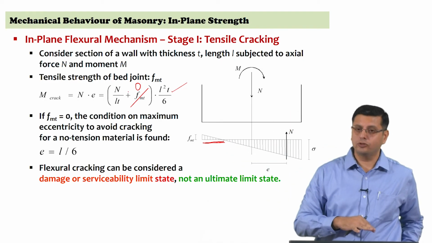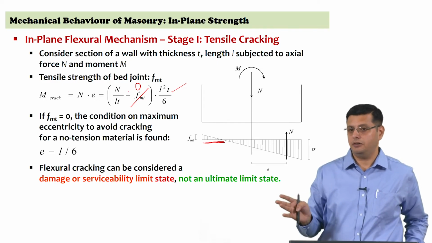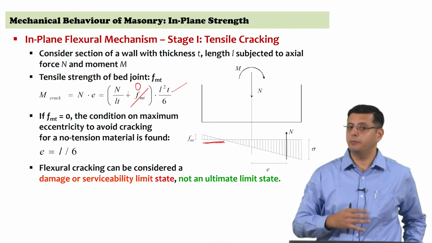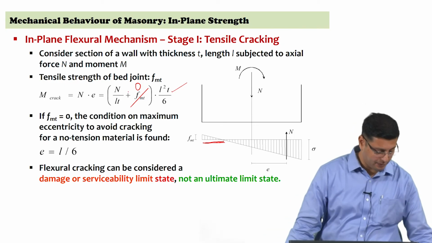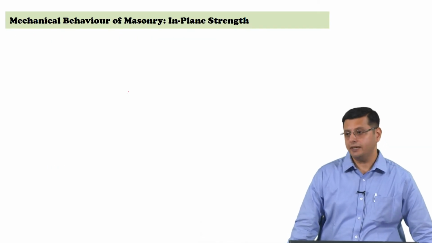We will come back to this point, because you cannot compare Mcrack and Mu. They are not at the same levels of demand. They are at very different levels of demand. One is serviceability, the other is ultimate. Okay. Stage 2 is post cracking.